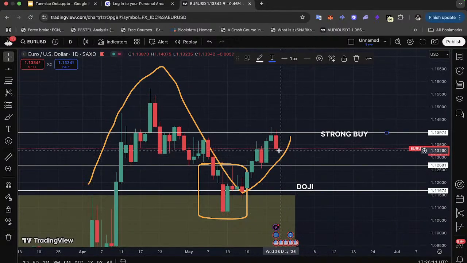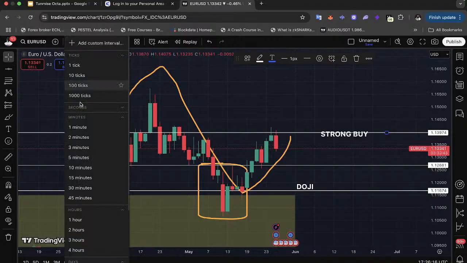So here we can see price at this level. So let's go down to the 4 hours time frame.